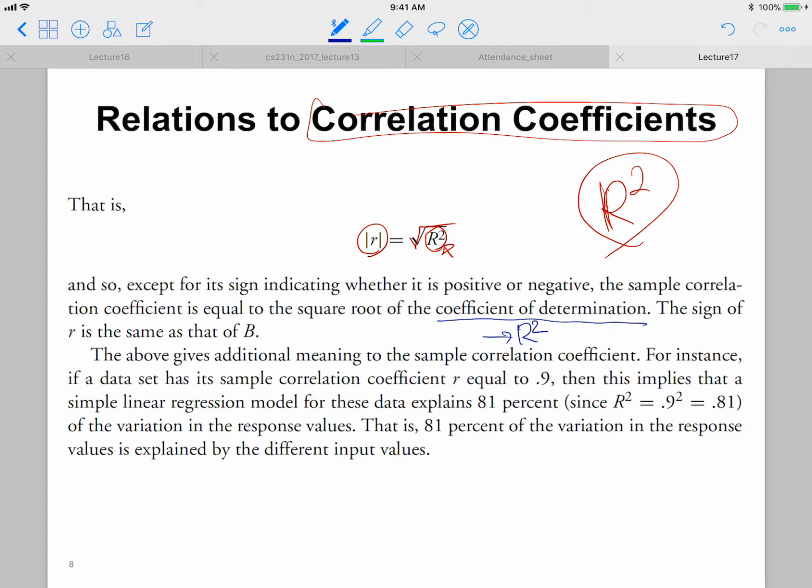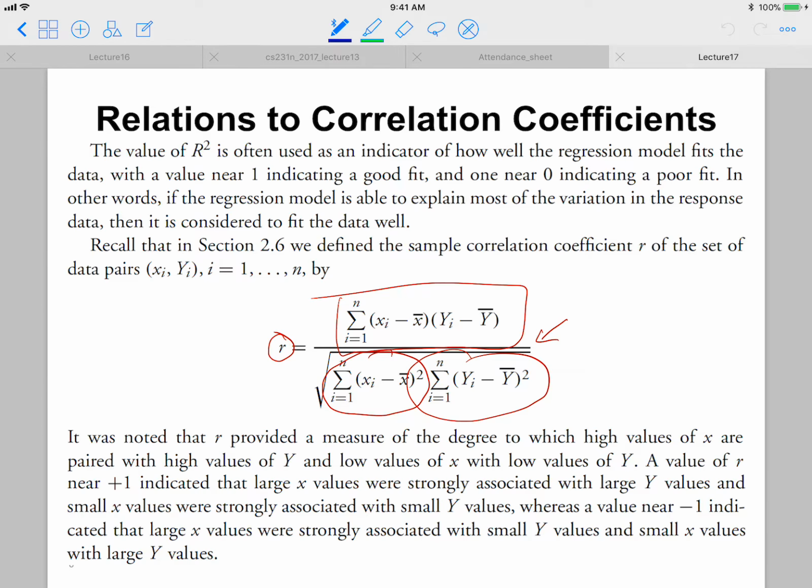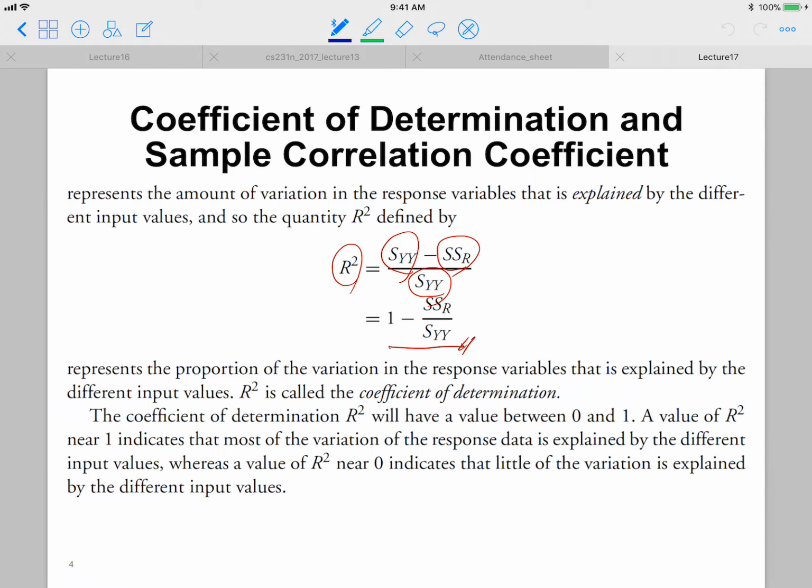After you fit the linear regression, and then compute the sum of squares of residuals, which is simply the sum of yi minus a minus bxi squared, right? So after fitting this linear regression model, we compute this error, take the square of it, and then sum them up, and that's called this SSR, right?